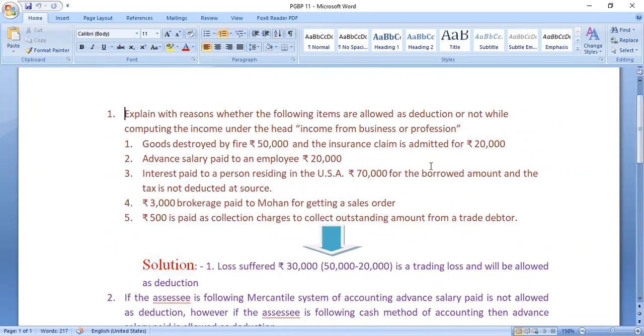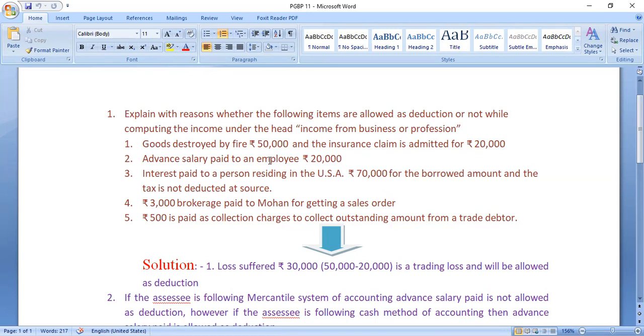Now remember which are business and which are not business expenditure. Any expenditure which is concerned with business is allowed. Any expenditure which is not related to the business is not allowed. If you see the first one, net loss of 30,000 is allowed because it's a business expenditure. Second one, it depends on the method of accounting adopted. Nothing is mentioned, so we are assuming it maintains the mercantile system of accounting. In the mercantile system, any advance salary paid is not allowed. That means it is disallowed.